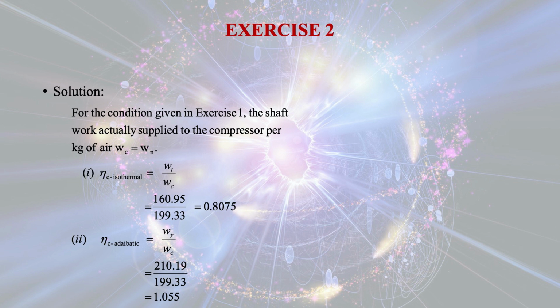In the next case, we have to calculate the efficiency for the adiabatic process. In this case, you have already calculated the work done for the reversible adiabatic process. You know Wc, put the values of these two in the expression for eta C adiabatic, and finally you will get 1.055.